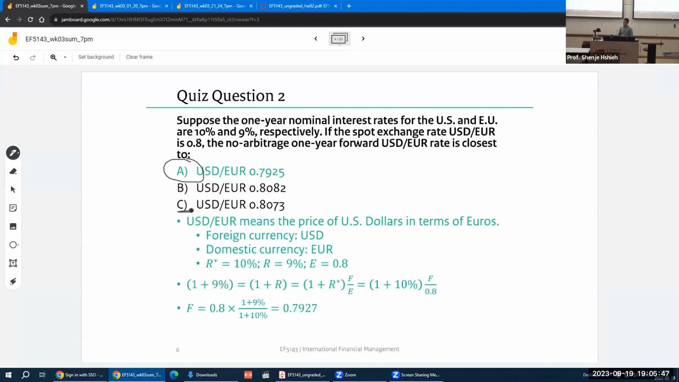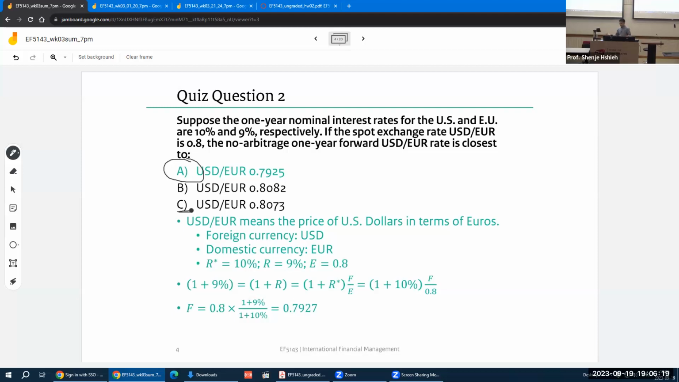So let me read the question. Suppose the 1 year nominal interest rate for the US and the EU are 10% and 9% respectively. So that sentence means that the US deposit rate is 10% and the EU deposit rate is 9%. If the spot exchange rate of euros per dollar is 0.8, so that means that it costs 0.8 euros to buy $1 US. The no arbitrage 1 year forward rate of euros per dollar rate is closest to which of the following?